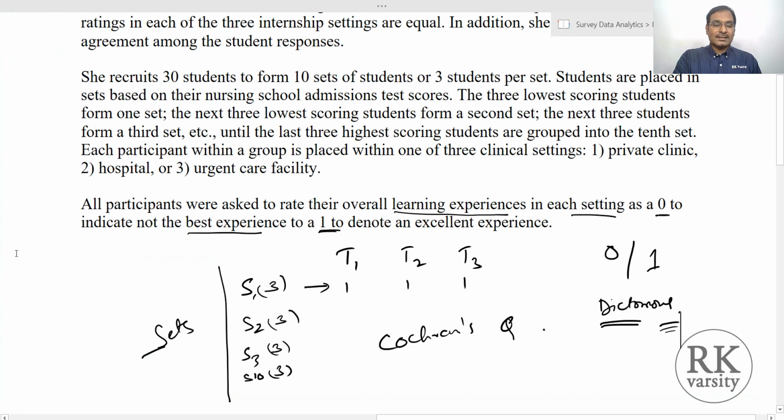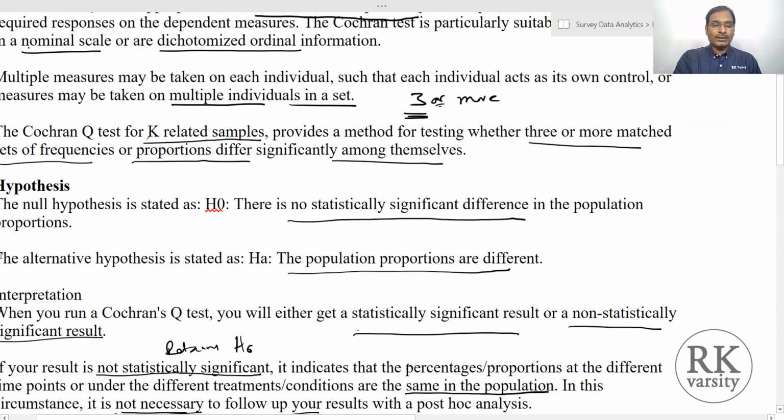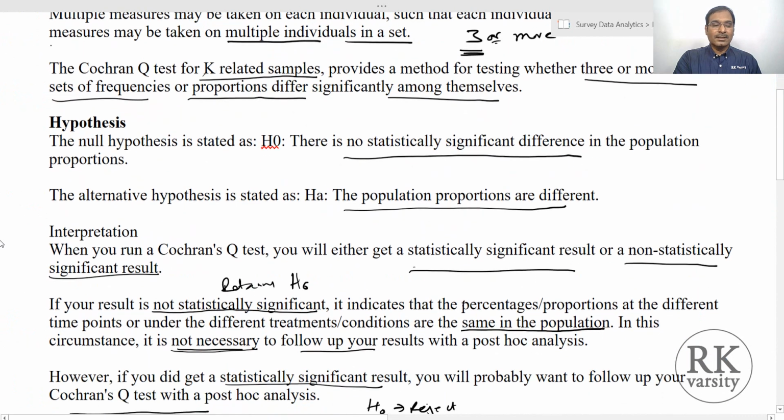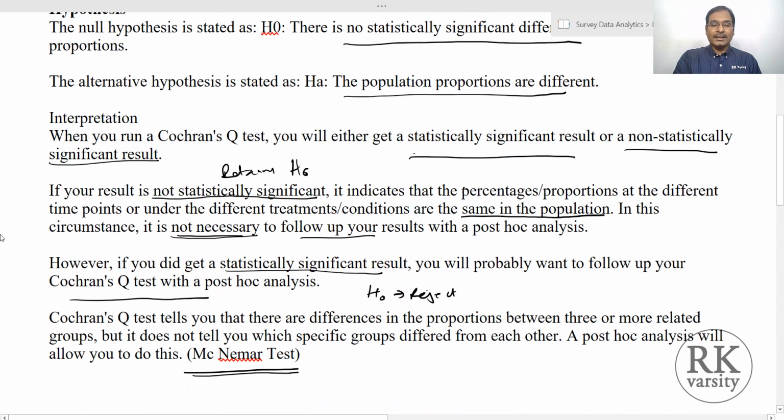So this is how you need to run Cochran's Q test in SPSS, frame a hypothesis and interpret the results.